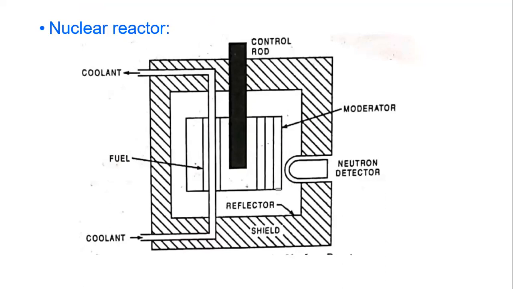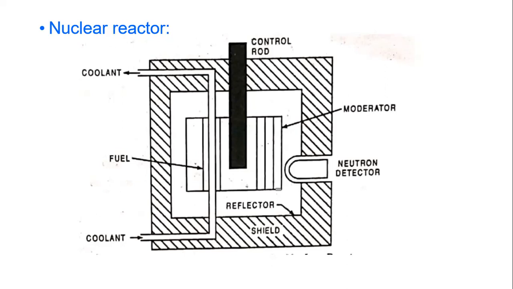The energy released in the process is utilized to heat the coolant, which in turn generates the steam. That is the main operation of the nuclear reactor. After completing the fission process, we produce an enormous amount of heat energy. That is the main usage of the nuclear reactor. It is the heart of a nuclear power plant.